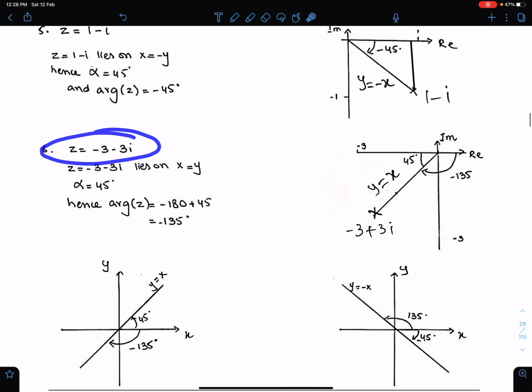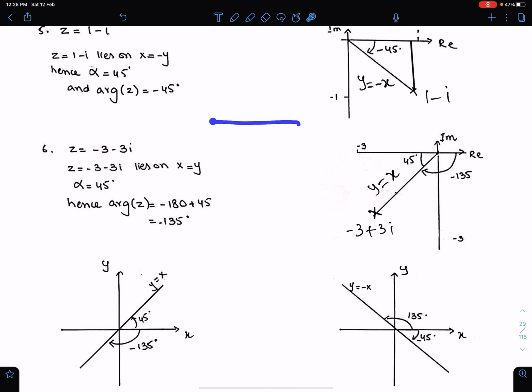Minus 3 minus 3i. Again we have same numerical values of real and imaginary parts. So we need to first sketch this complex number on Argand diagram. Minus 3 means 3 units left and minus 3i means 3 units down. So here is the complex number. So the equation of this line is y is equal to x. And this is the basic angle 45. But the argument is minus 135 according to the domain of the argument. I told you when complex number is in third quadrant, then work in clockwise direction. This is the argument of z, minus 135.